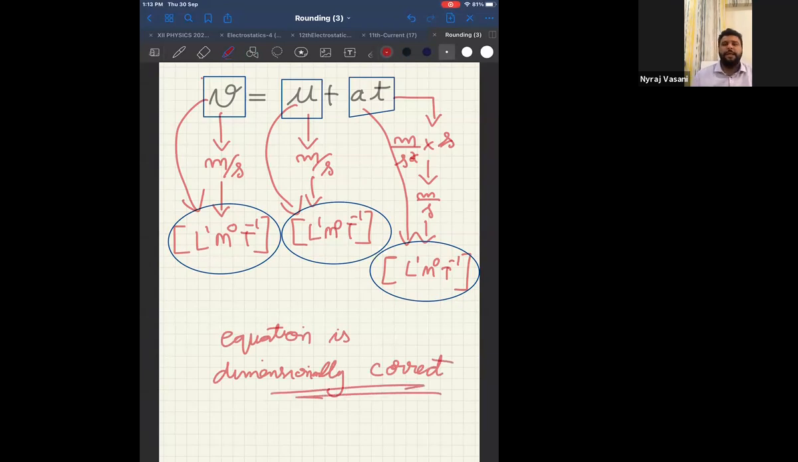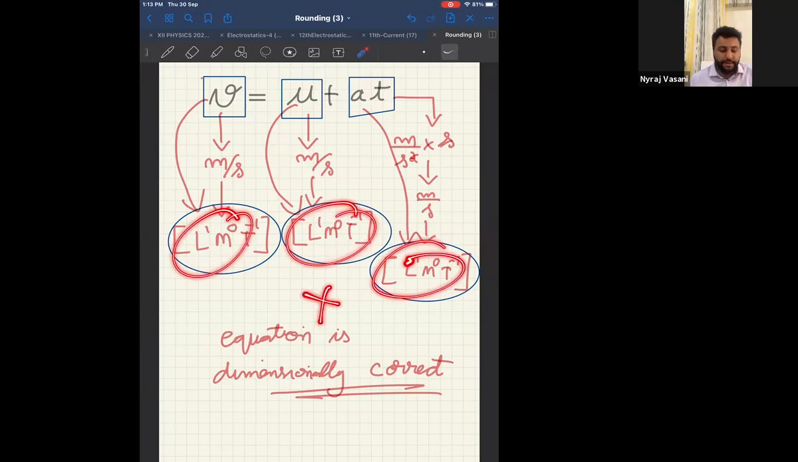Did you understand what to do? Any equation, you have to group them. Each group you will get one dimension. For this group, I got this dimension. For this group, I got this dimension. And for this group, I got this dimension. If all the dimensions are same, then the equation is dimensionally correct. If any one group has different dimension, then the equation is dimensionally wrong.